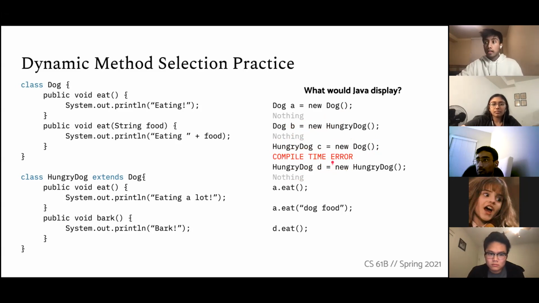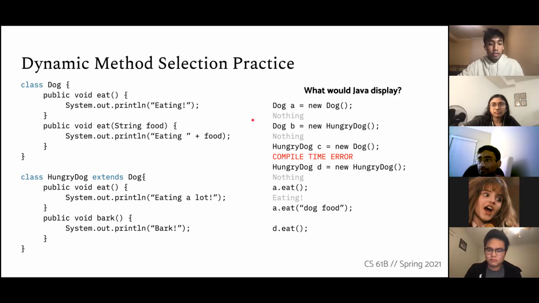And now what about a.e? Oh yeah, so print eating, really similar to what we did before. We lock onto this method during the compiler time, and we go to the runtime. We see that they're the same static and dynamic type, so we can just use this method. What about a.eatDogFood? Yep, you guys are spot on. This is gonna be eating dog food because we lock onto this method, really similar to before. And then during runtime, we'll use the same method because it's dog and dog.